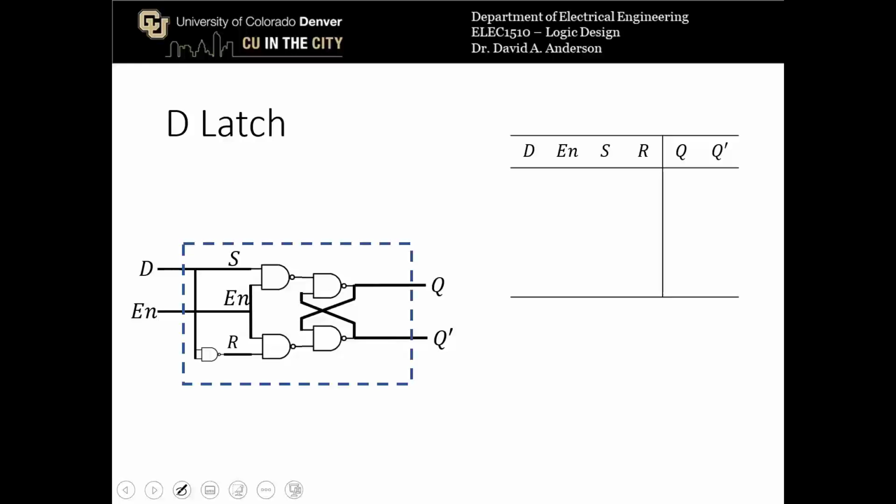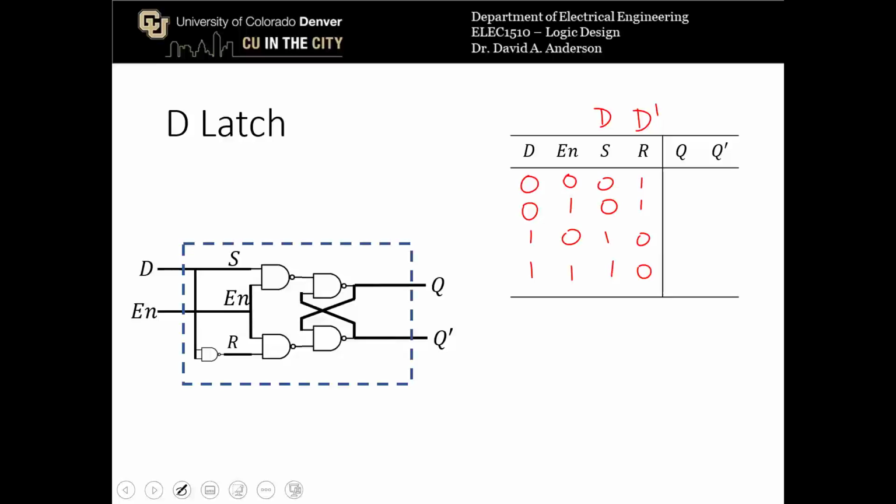So let's discuss the behavior of a D latch. I'm going to first configure the S and R inputs as intermediate variables in this circuit as combinations of D and enable. So I'll fill in all possible values for D and enable. Because S is equal to D and R is equal to D prime, when D is a 0, R will be a 1. When D is a 1, R will be a 0. When D is a 0, S will be a 0, and when D is a 1, S will be a 1.